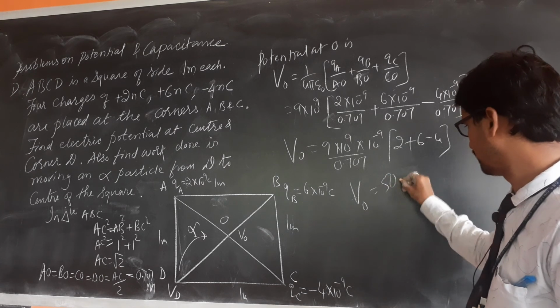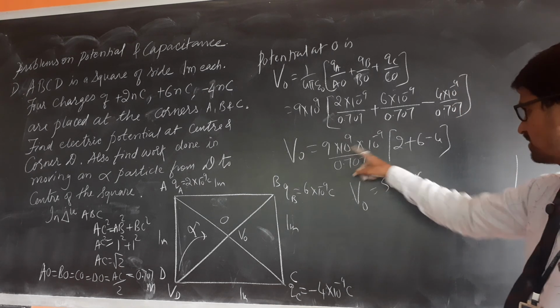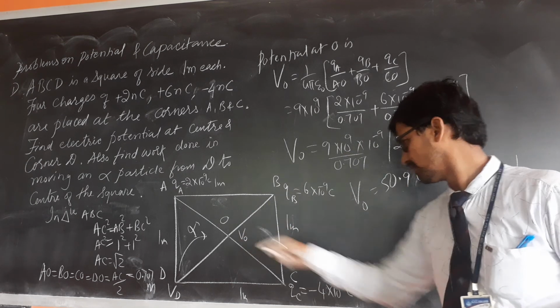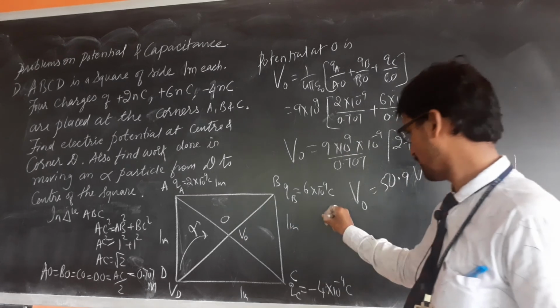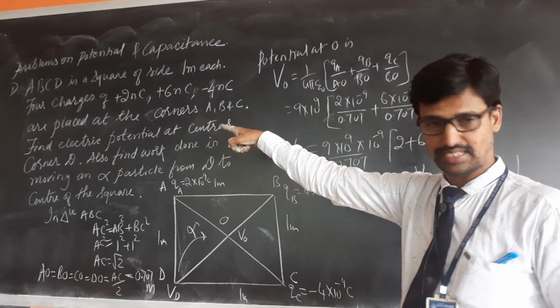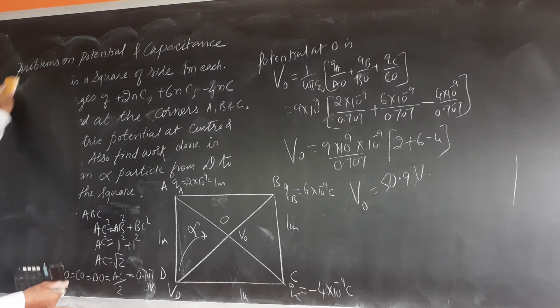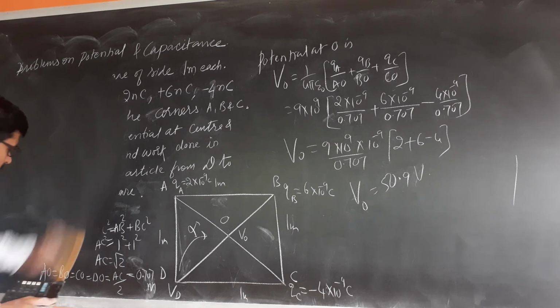$50.9 plus 9 minus 9 cancels, so many volts here. Similarly, I have to erase that one. Please adjust. You have copied, I think. This was the second problem.